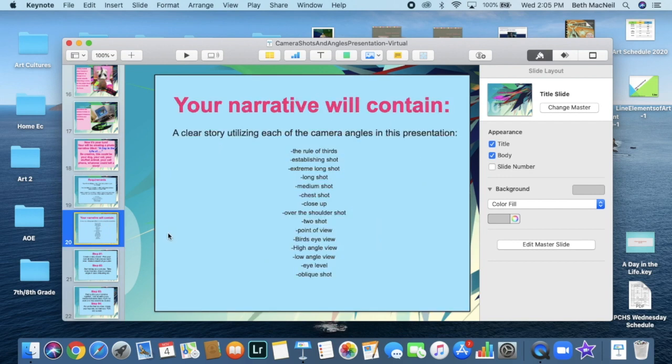Now, I have attached the assignment example project from a student that I really liked how she laid it out. Please take a look at that so you know exactly what to do. Don't forget to convert your Keynote to a PDF before you submit.